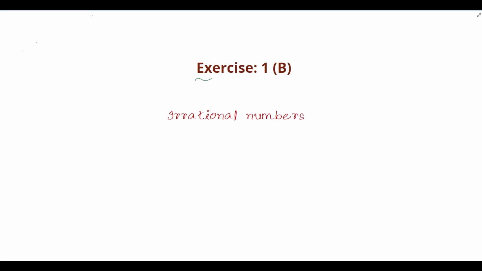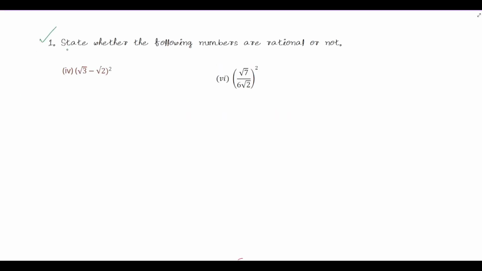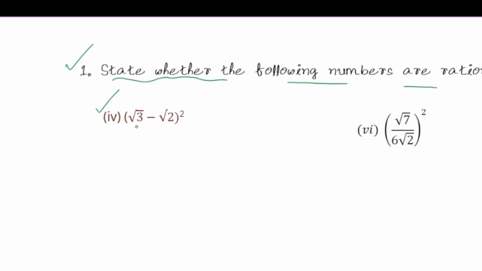Now we'll solve the problems from exercise 1b on irrational numbers. Question number 1. State whether the following numbers are rational or not. Root 3 minus root 2 whole square.